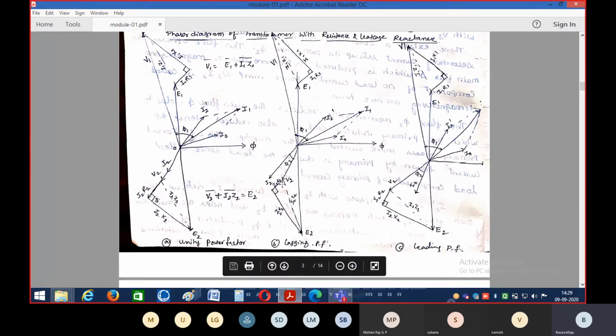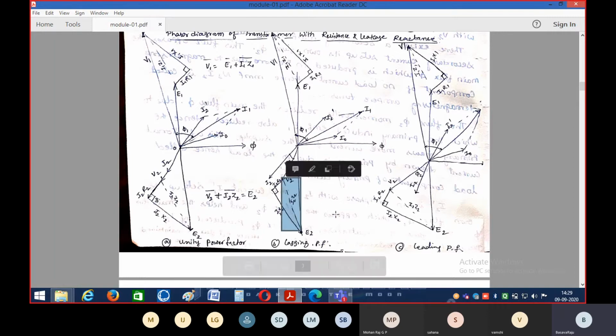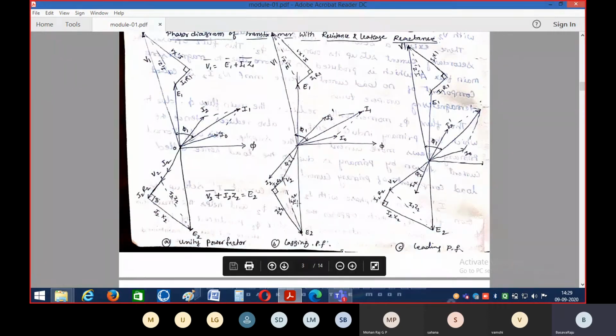The vector addition of I2 R2 drop and I2 X2 drop gives the value of I2 Z2. So this vector is called the I2 Z2 drop, or the voltage drop due to the impedance in the secondary winding. Now if you add the vectors V2 and I2 Z2, then the resulting vector is E2. Already we have E2. From E2 we derived this.